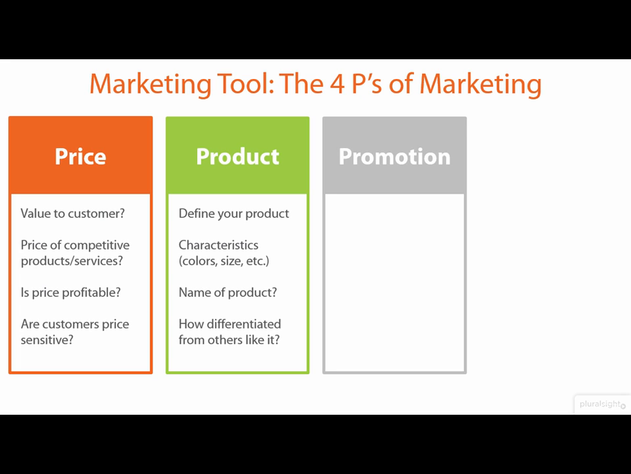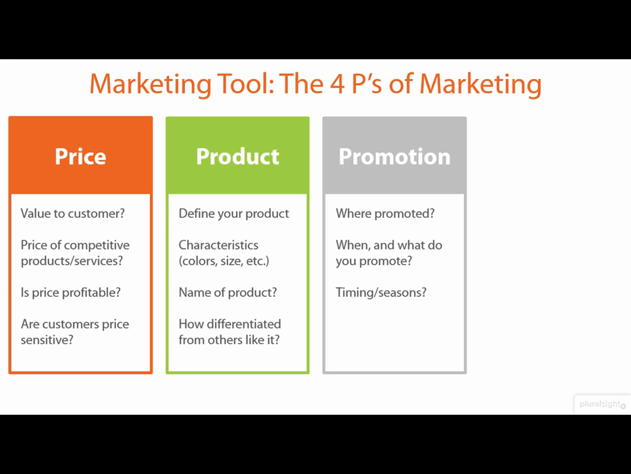The next P is promotion. Promotion is what most people are going to think of as marketing. Where are you going to promote this product? Of course, everyone nowadays is going to promote it online. They might do it on Facebook. In the olden days, outside of the internet, you might have said things like TV, radio, magazines, newspaper, billboards, things like that. You would define when you're going to promote these things and exactly what you are promoting.